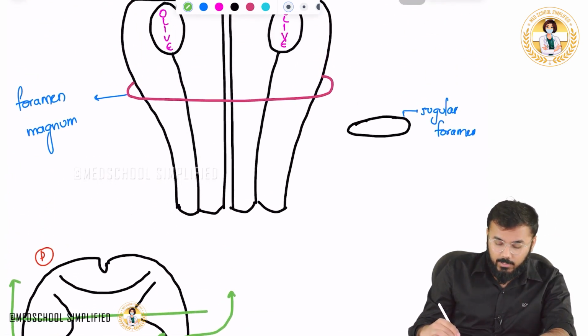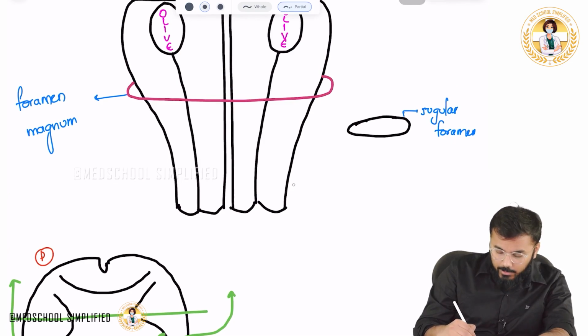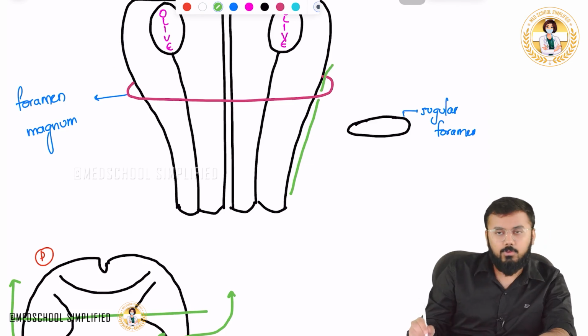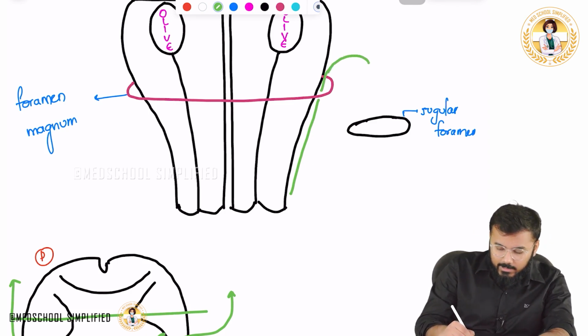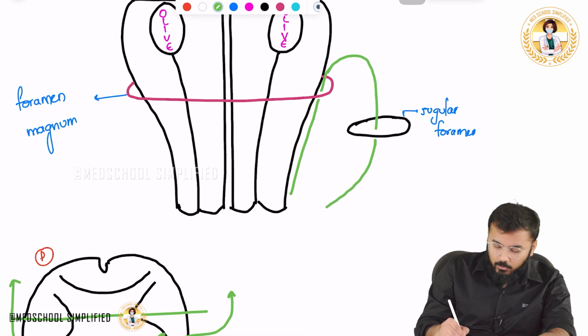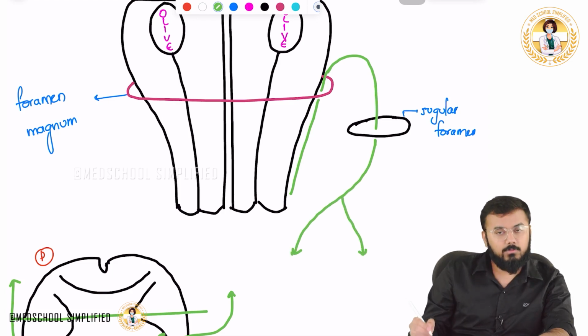Clear? Now this particular nerve which is going up, what is going to happen? This is the nerve which is going up, and it is coming out of which foramen? This is called your foramen magnum, right? And then it takes a turn, and now it is entering a foramen called the jugular foramen. Now from this jugular foramen, this nerve gives branches to two more nerves like this, right?